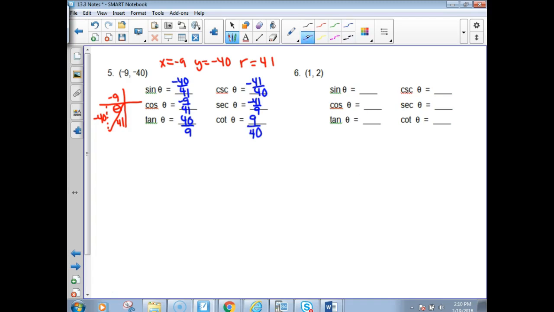Okay. And number 6, x is 1, y is 2, r is the square root of 5. I got that very quickly because 1 squared plus 2 squared is 1 plus 4. Okay, we're in quadrant 1. And we got the square root of 5 for our hypotenuse. So sine is 2 over the square root of 5, which gives me cosecant square root of 5 over 2. I'll go back now and remember to rationalize, and I get 2 root 5 over 5.